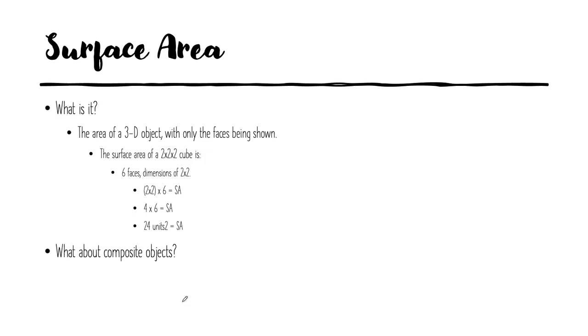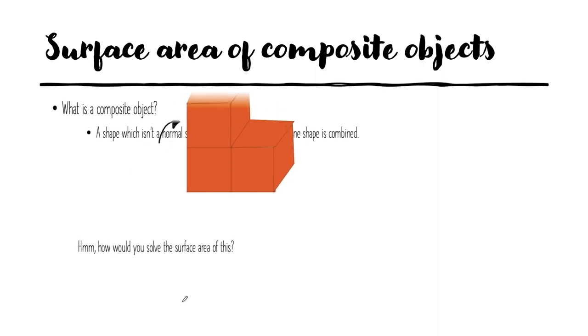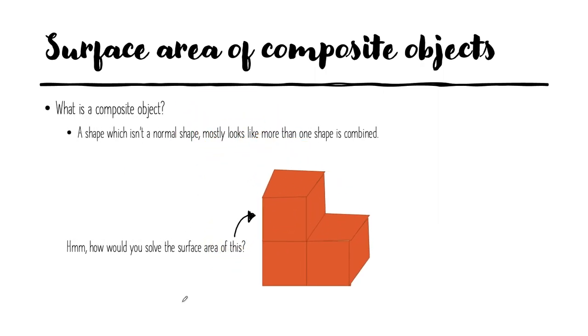But what about composite objects? So let's talk about the surface area of composite objects. What is a composite object? A shape which looks like more than one shape combined. That's a composite object. So how would you solve the surface area of this object, which looks like 3 cubes stacked above each other?